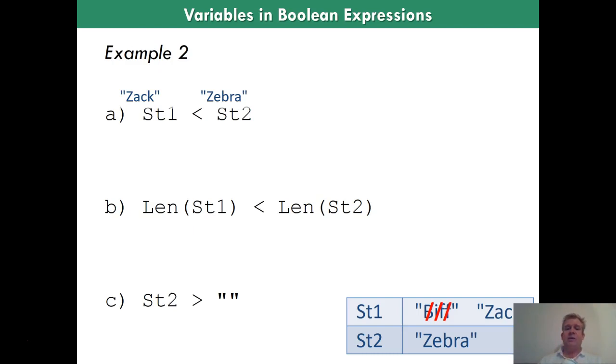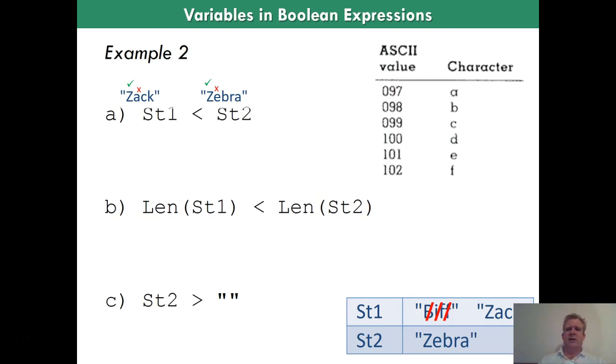Does Zach come before zebra in the ASCII character set? Well, the Z's are the same. So we examine the first letter. We can't make a decision yet because Z is the same as Z. Now for the second letter. A and E are different, which means we can now make a decision.